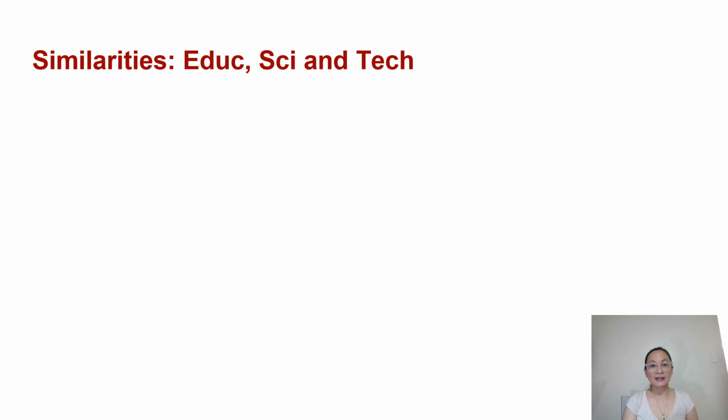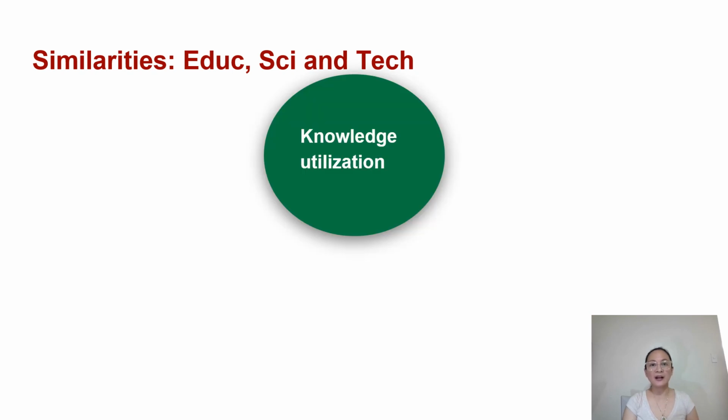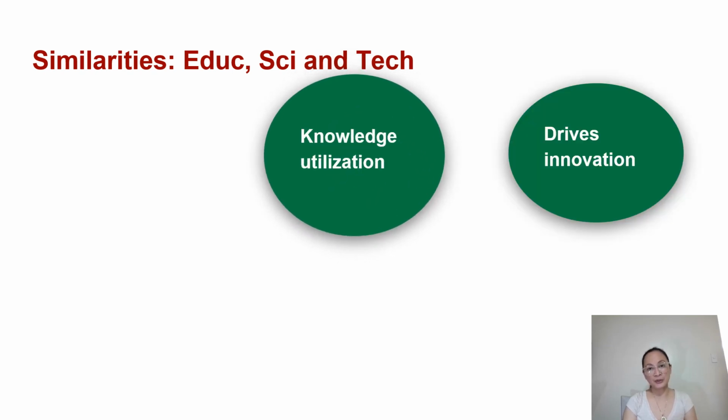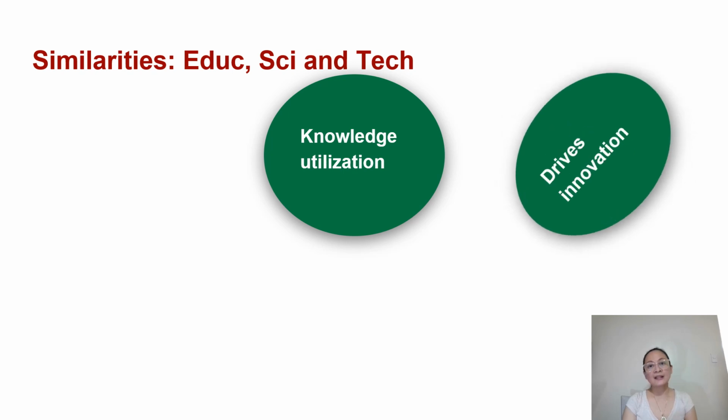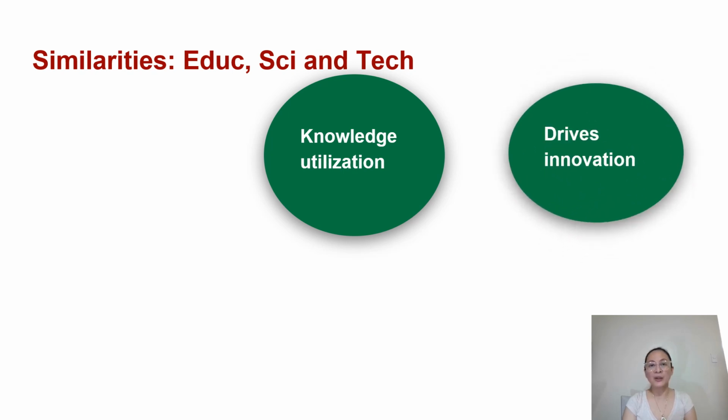Now, what are their similarities? Education, science, and technology, all three are knowledge-centered. They focus on the creation, dissemination, and application of knowledge. They also focus on continuous improvement. Science and technology drive innovation, while education adapts to these innovations to improve learning outcomes.